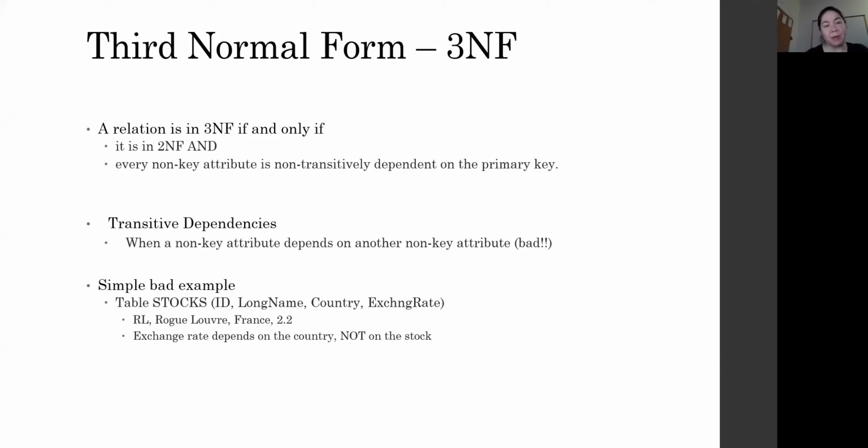Okay, so transitive dependencies is when a non-key attribute depends on another non-key attribute. So we want to avoid that. Our simple example here is that in a table named stocks, we have the ID, the name, the country, and the exchange rate. Now, all of these are needed information that's related. There's nothing wrong with this in terms of multi-valued attributes, everything has the primary key, et cetera, et cetera. However, the exchange rate actually depends on the country. It has nothing to do with the actual stock itself.